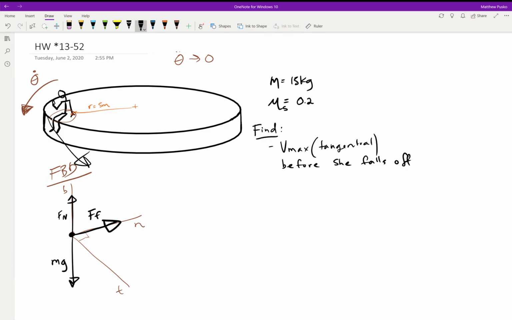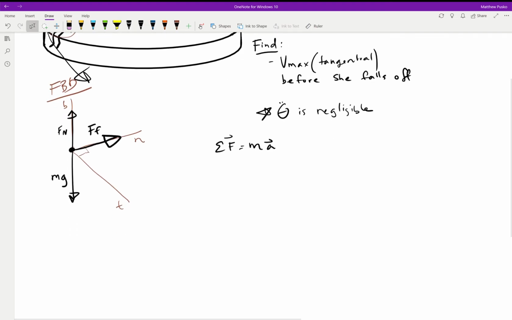We don't have any forces in the tangential direction. They told us the acceleration was negligible. So theta dot is negligible. Okay, let's start Newton's second law on this thing. Summation of the forces is equal to mass times acceleration, and then we can do different directions.